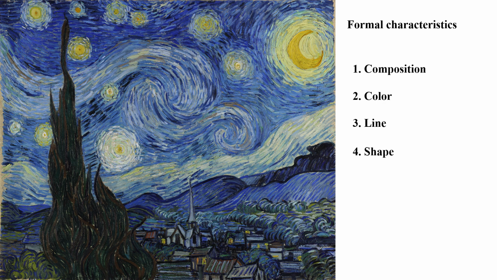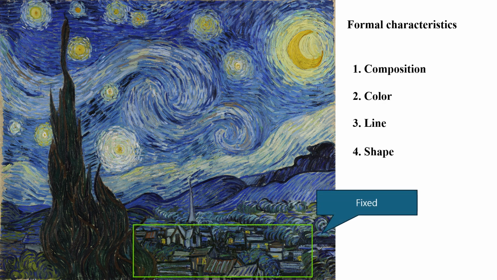Shape. While the village appears still and quiet, the sky above forms large swirling shapes. This juxtaposition between the static and the dynamic heightens the sense of contrast, allowing the viewer to experience both calmness and restlessness at the same time.